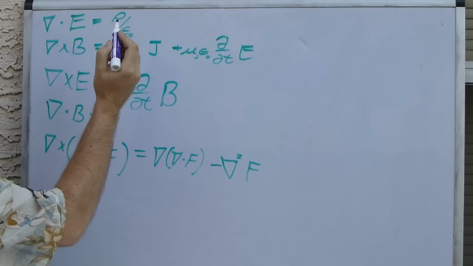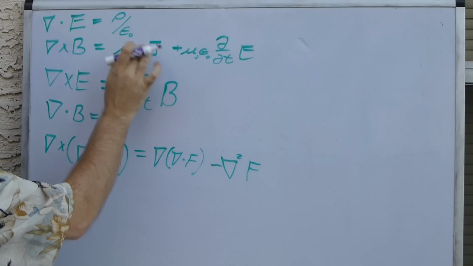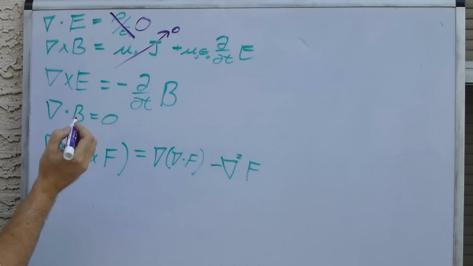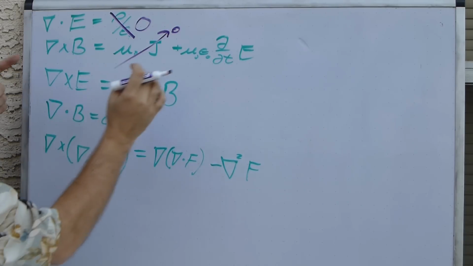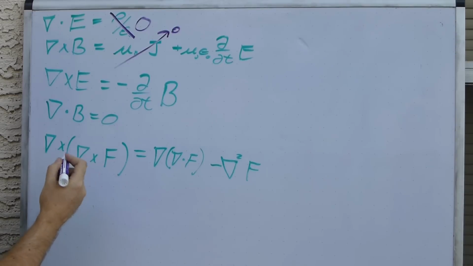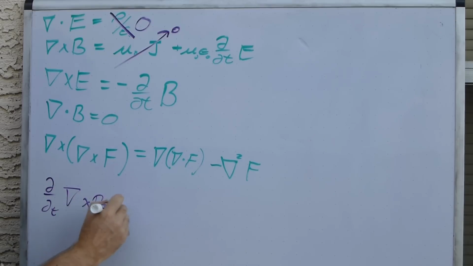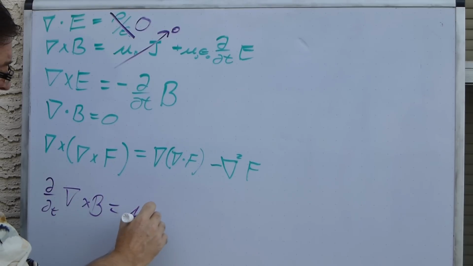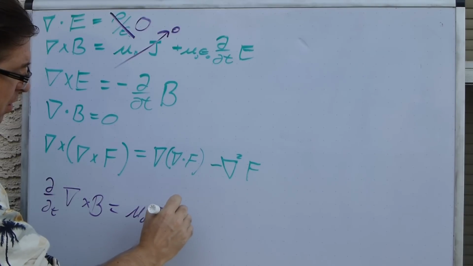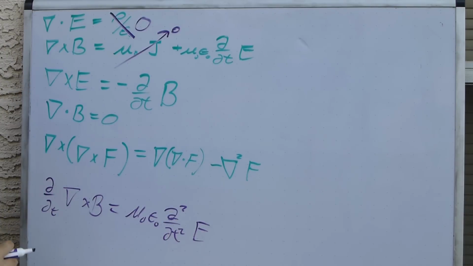First, we're going to be dealing with a situation without current, without charge. So both of these are going to be eliminated. Next, I'm going to take this equation and give it the first time derivative. First time derivative, curl of B equals mu naught epsilon naught time derivative of E. However, since multiplication is commutative, I can swap these two around.